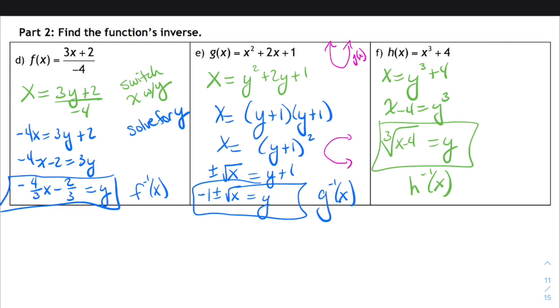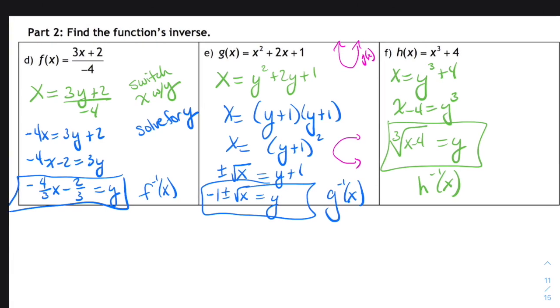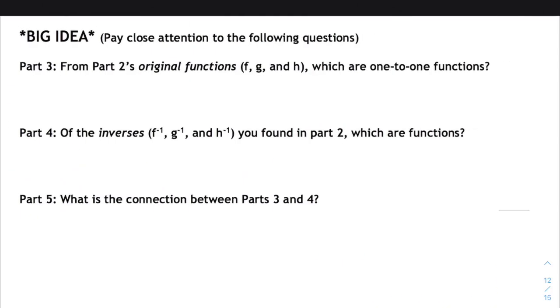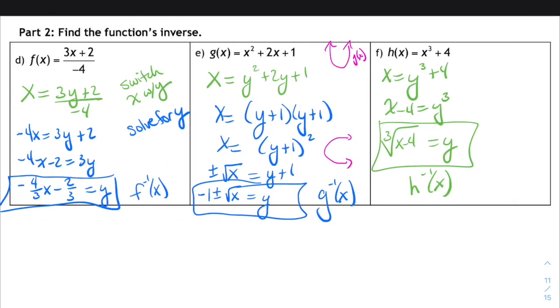I'd encourage you to go ahead and plug that into Desmos to see what the graph looks like. Okay, so big idea. This is saying from part 2's original functions f, g, and h, which ones are 1 to 1? In this case, f of x and h of x are both 1 to 1.